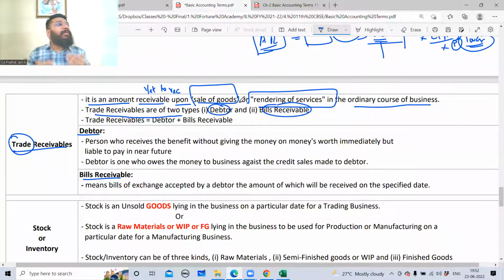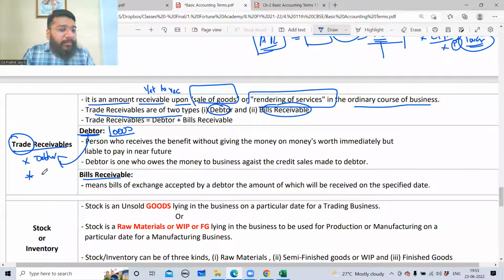So anything that I have to receive in my future is my asset. Let's suppose there is a person who has to pay me 10,000 rupees. Where will I put him in the balance sheet? Asset side, very simple. Under the category debtor, and debtor will come under trade receivable. Under trade receivable, you will have debtor, and under that you will have bills receivable. Bills receivable I'll be discussing in detail in the bills of exchange topic. As of now, we'll not go into detail.